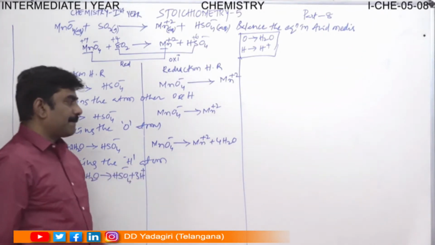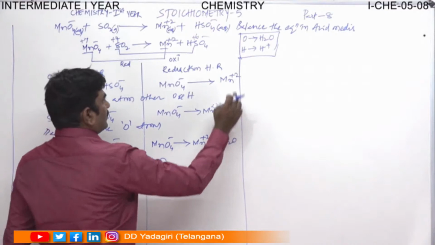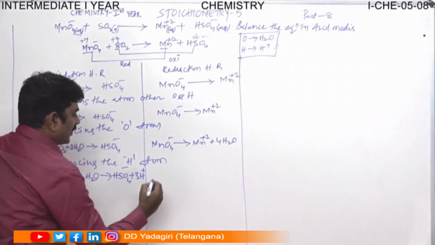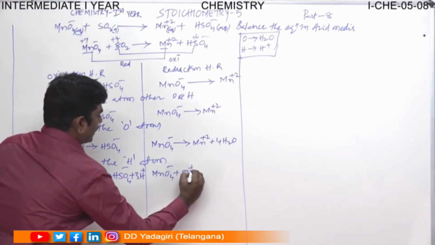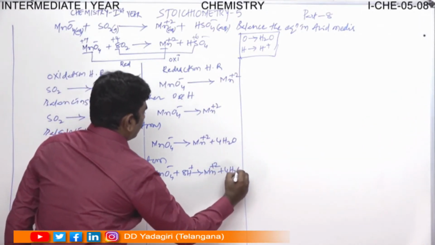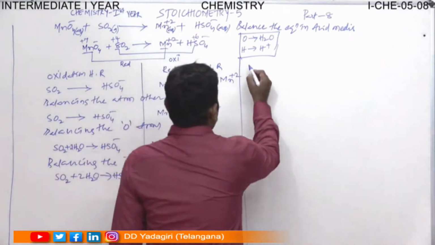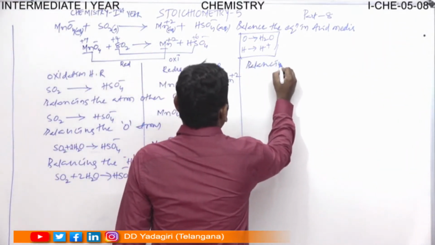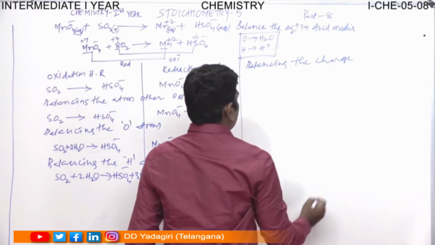Here, this side 8 hydrogens and this side no hydrogen. So means 8 hydrogens deficient. So how many H pluses we have to write? 8H plus. So MnO4 minus plus 8H plus gives Mn plus 2 plus 4H2O. Next, oxygens are balanced, hydrogens are balanced. What is the next step? Balancing of the charge. Balancing the charge means we have to balance the electrons.